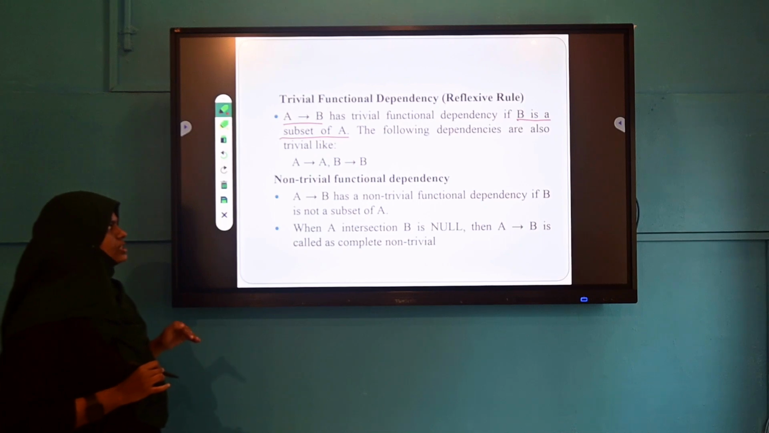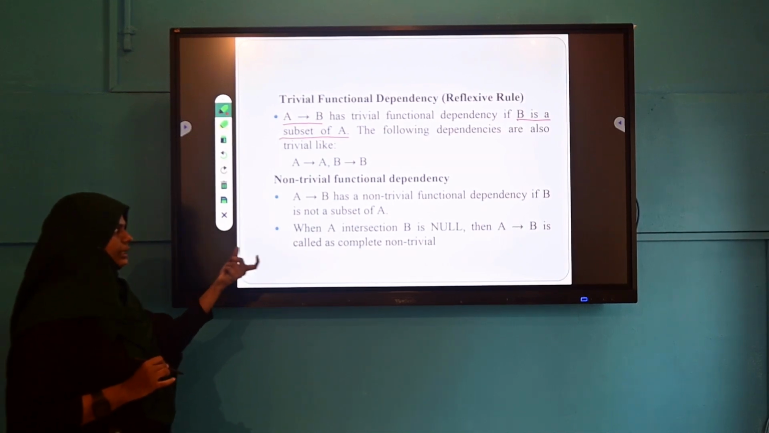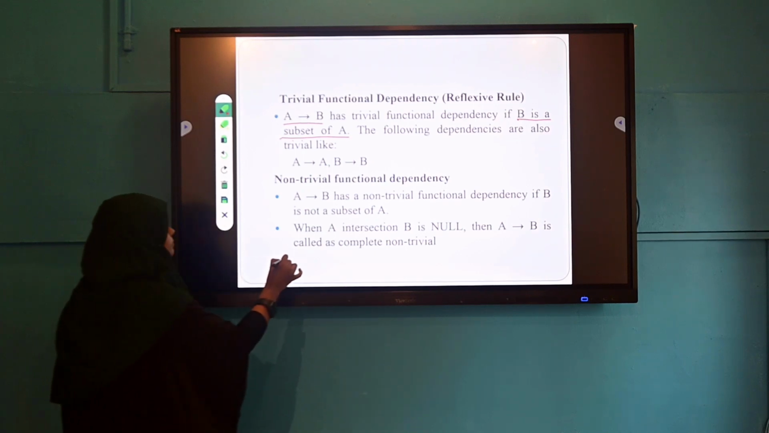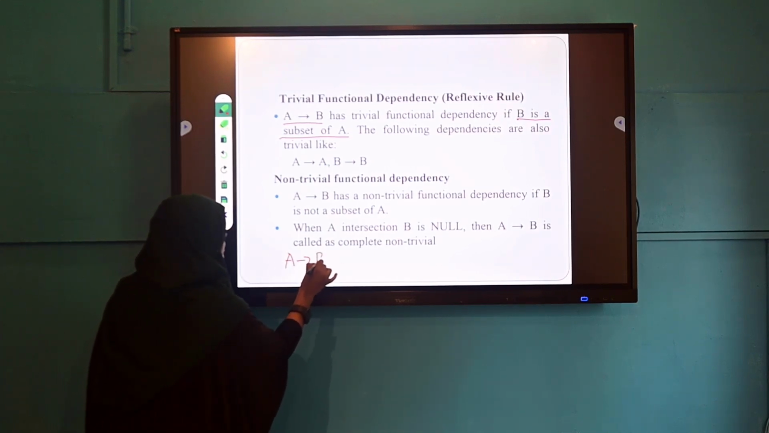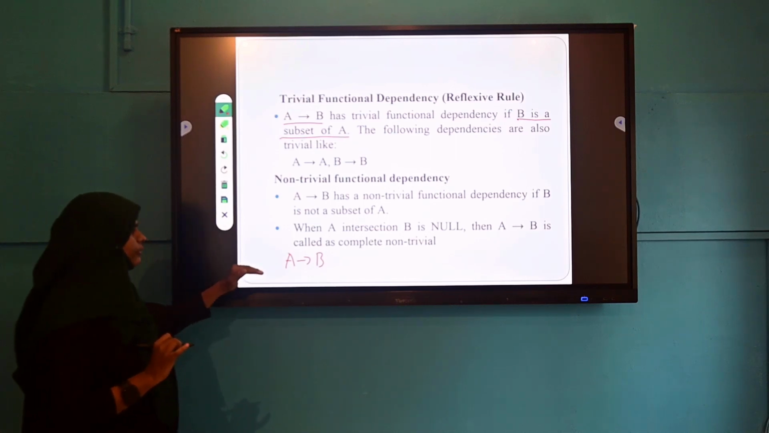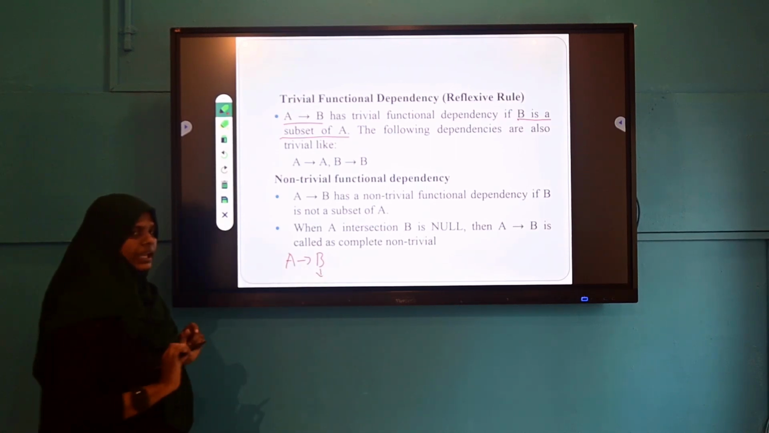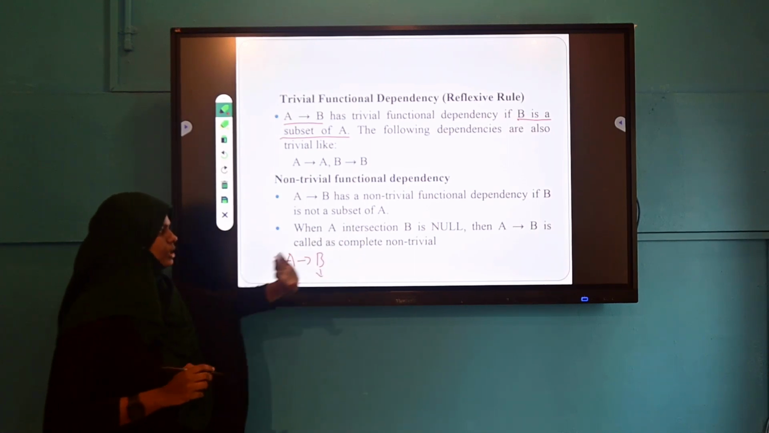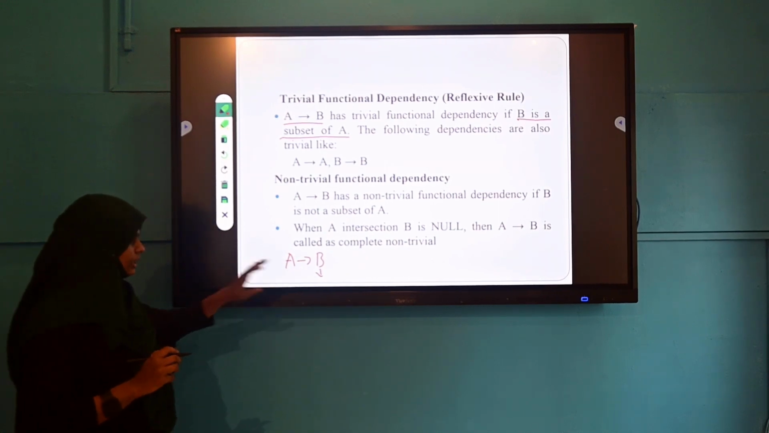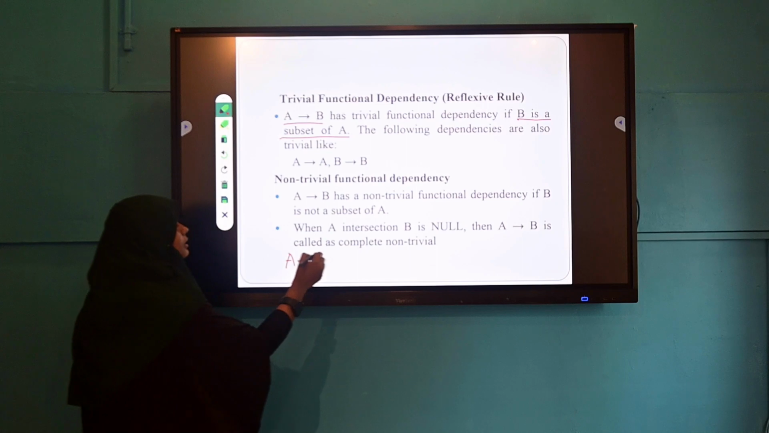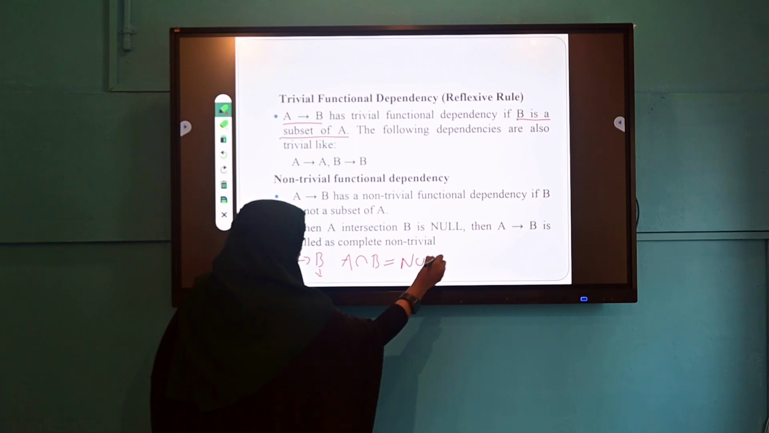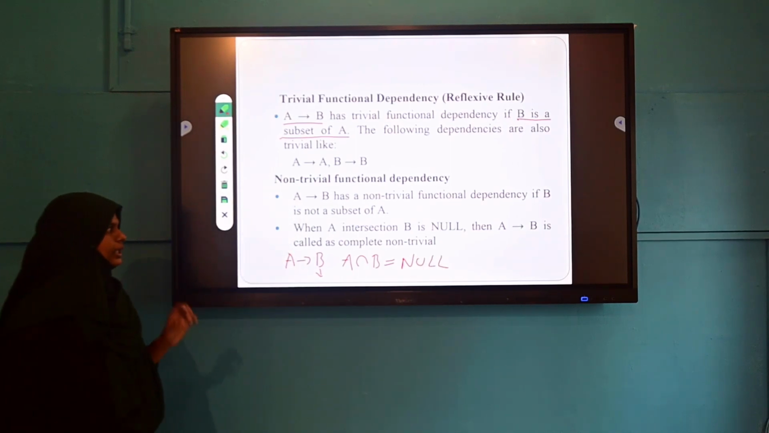Okay, next one is non-trivial functional dependency. A functionally determines B has a non-trivial functional dependency if B is not a proper subset of A. Okay, that means A functionally determines B is known as trivial if B is a subset of A. Otherwise, it is known as non-trivial functional dependency. When B is not a subset of A, then A intersection B will be null. Okay, that case is known as non-trivial functional dependency.